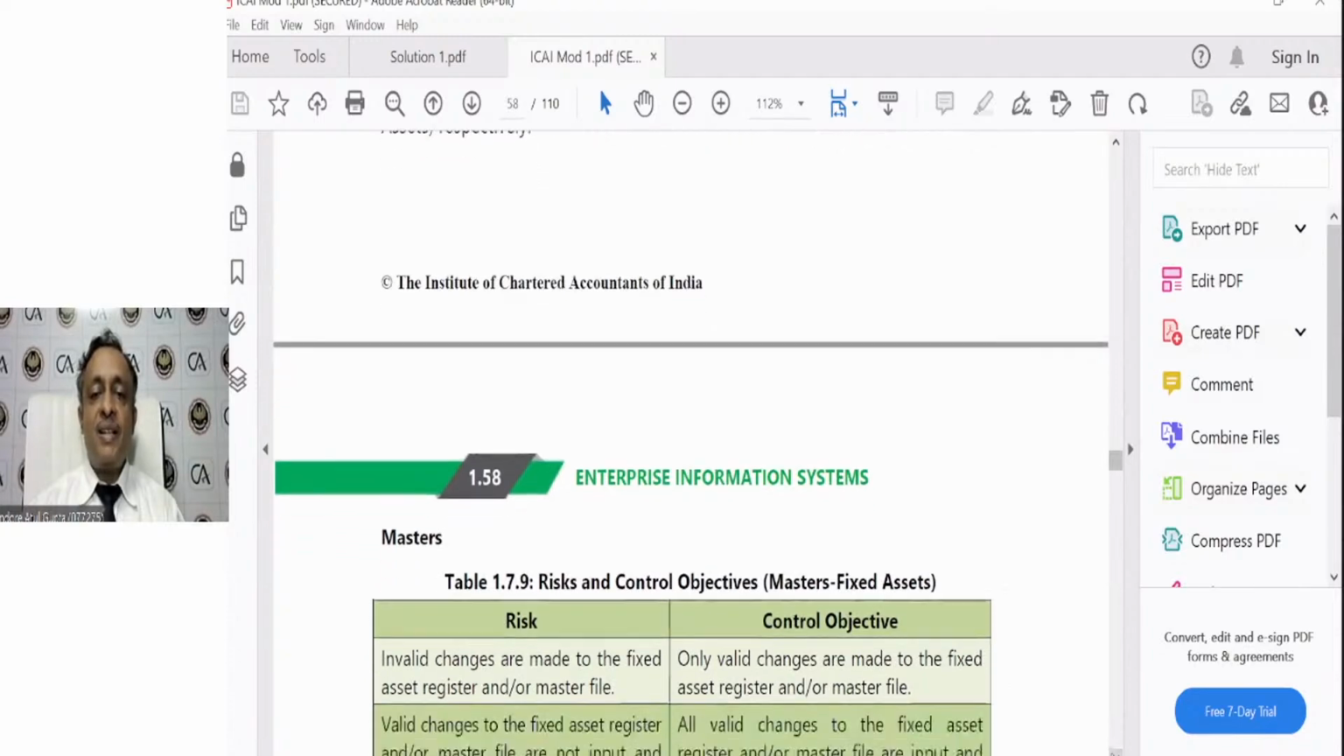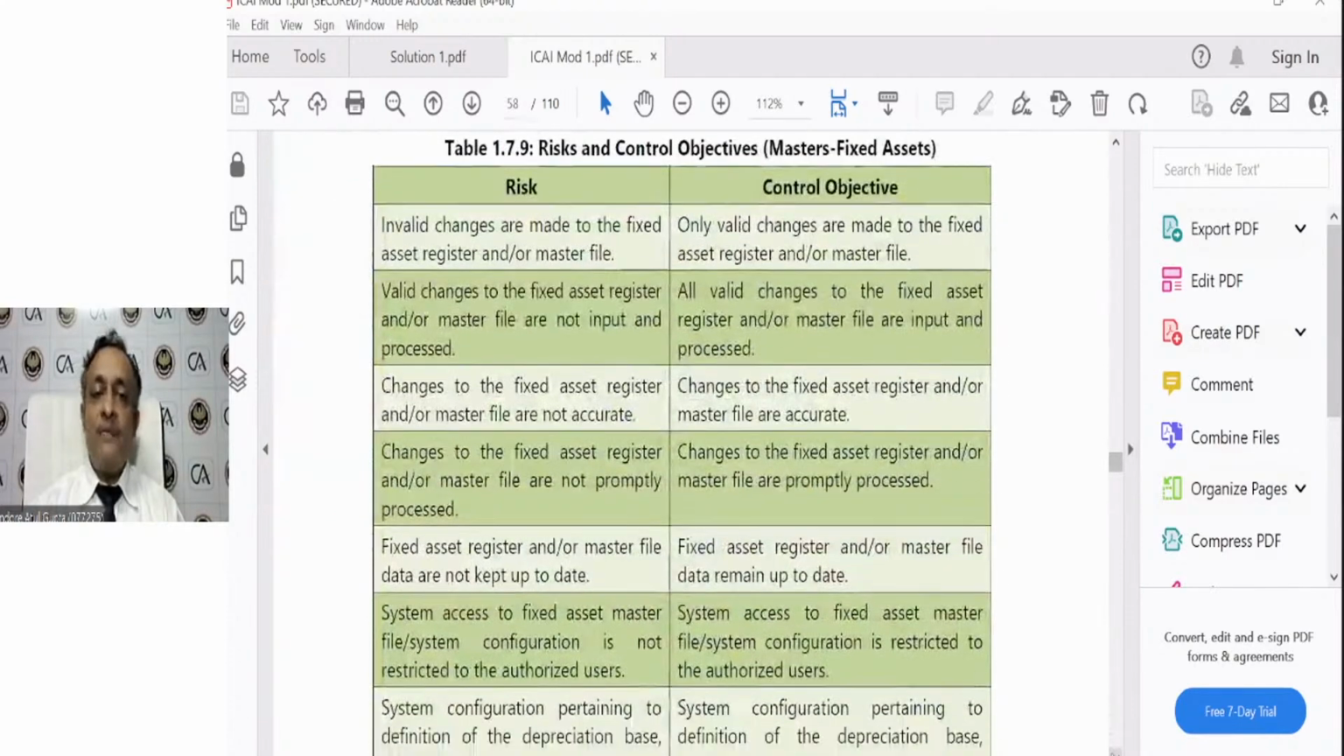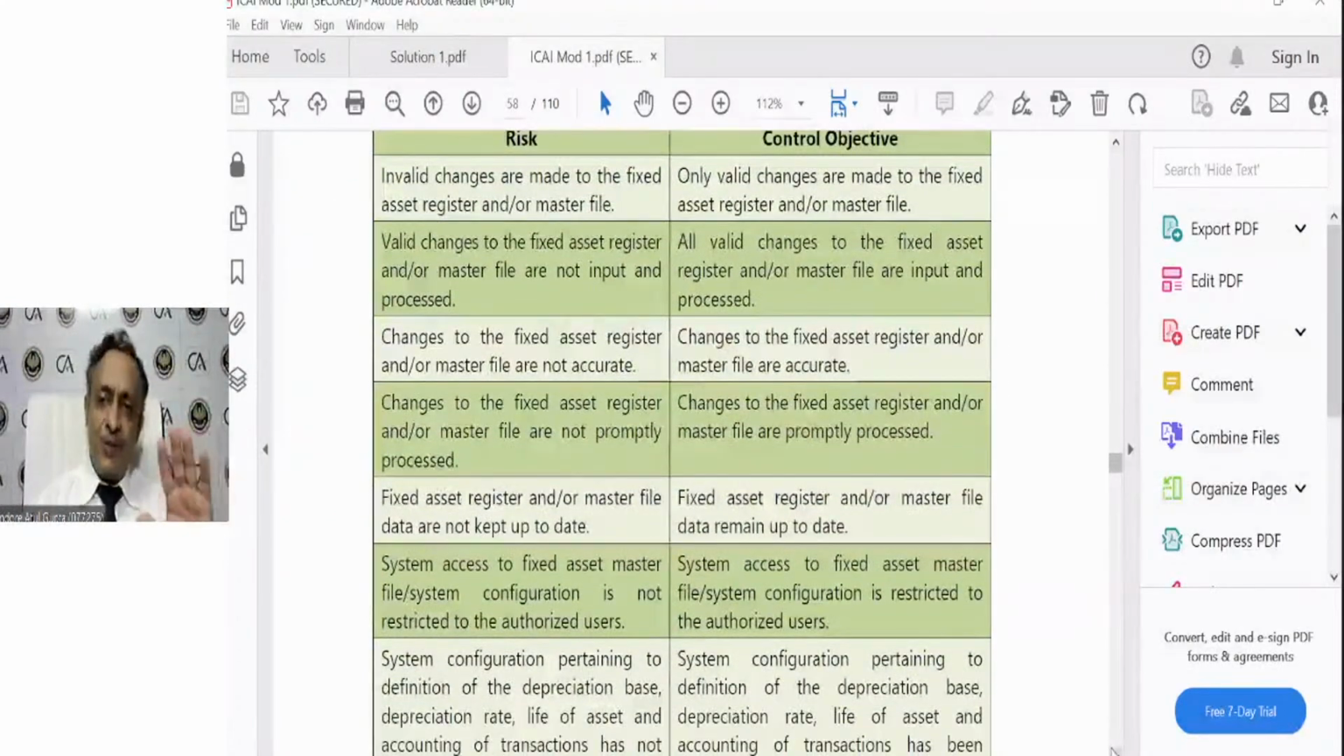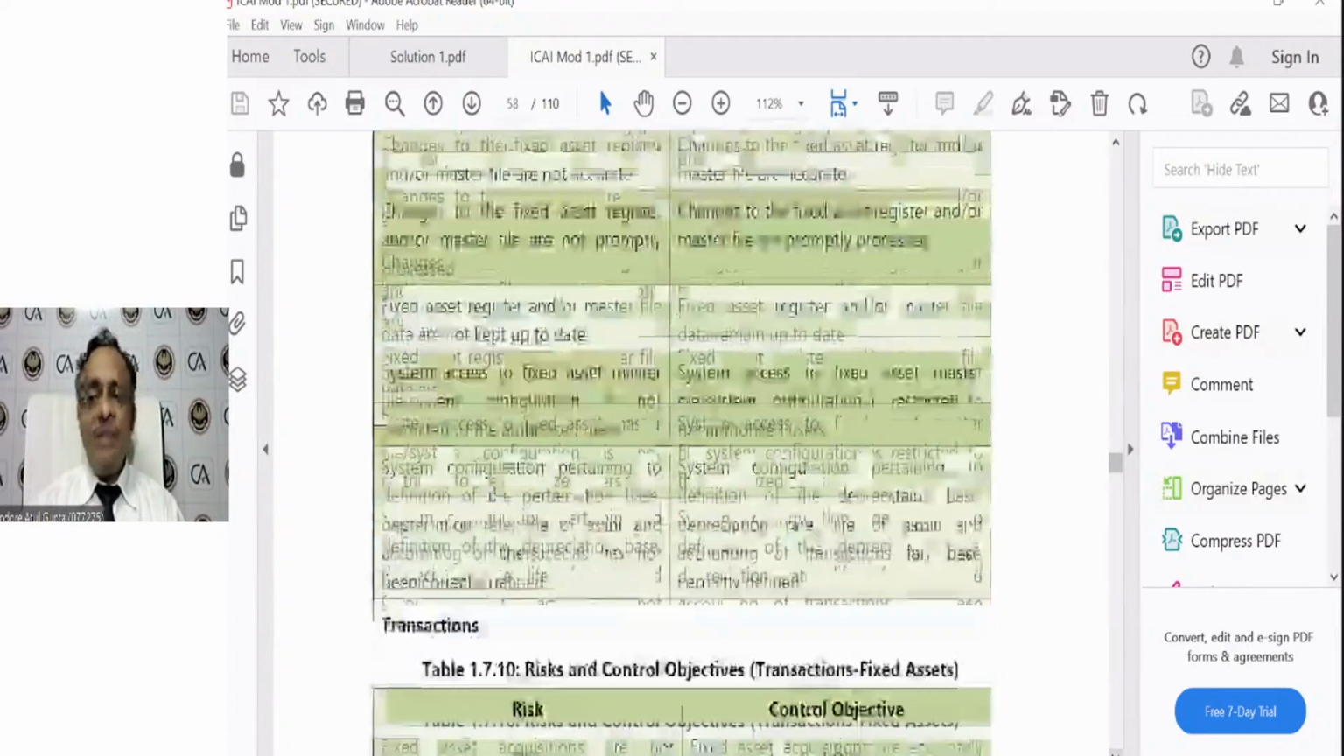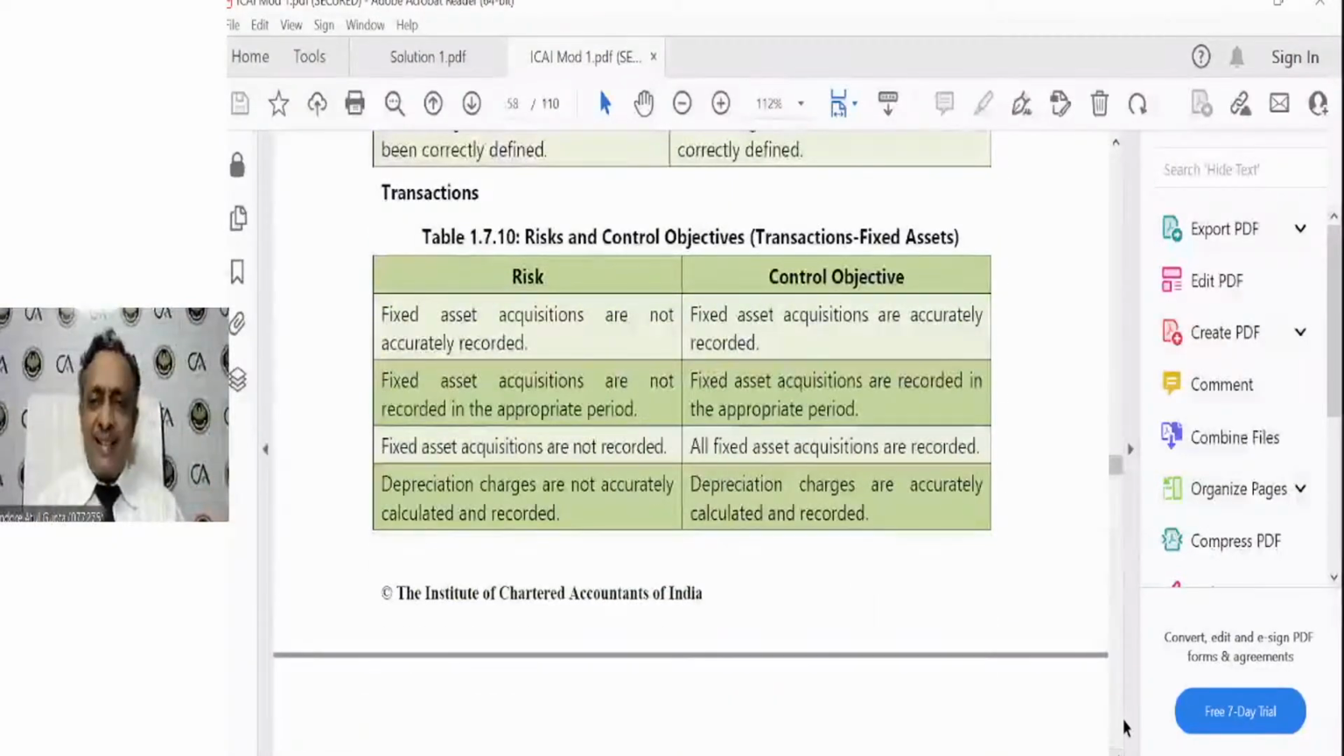So you have risk at master level, invalid changes. Same, if you read this one and P2P, O2C, inventory, they run parallelly. So master level configuration and transaction level. I'll read transaction level.